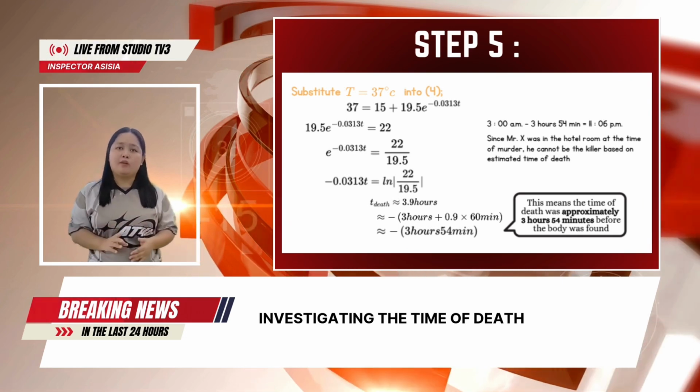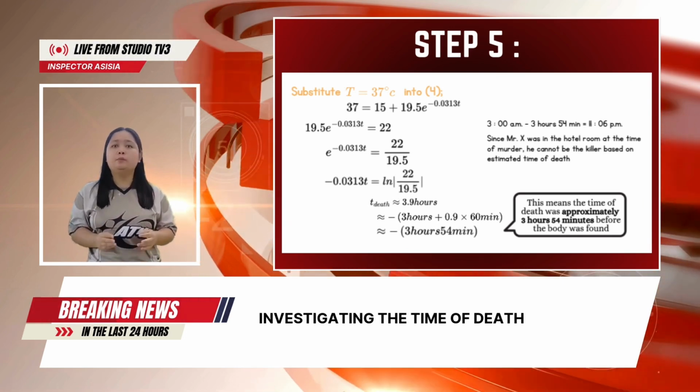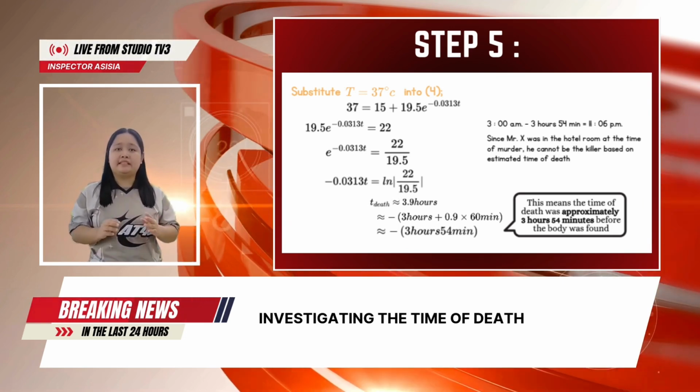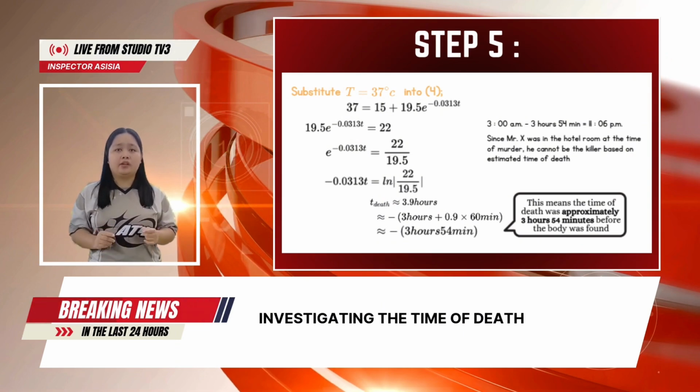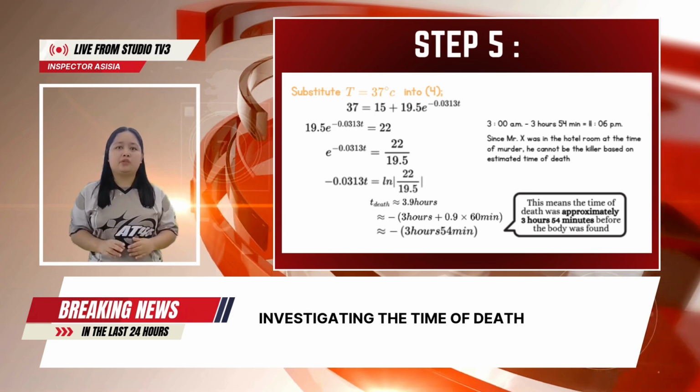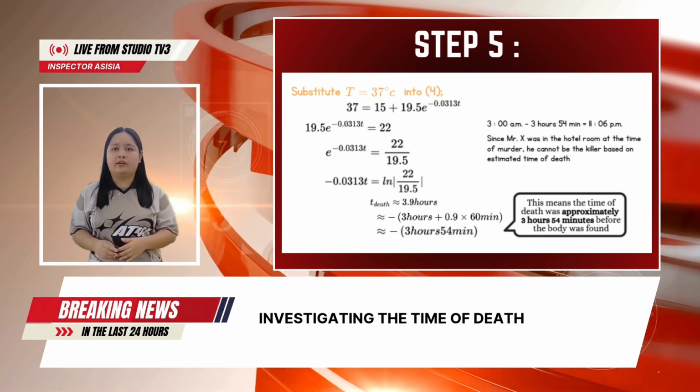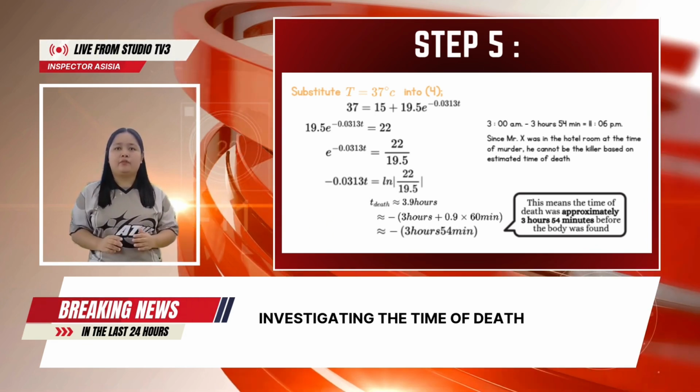As we know, 1 hour is equal to 60 minutes. So 3 hours plus 0.9 multiplied by 60 minutes, and the answer will be negative 3 hours 54 minutes. As a reminder, this means the time of death was approximately 3 hours 54 minutes before the body was found. Therefore, 3 a.m. minus 3 hours 54 minutes, it will be 11:06 p.m.